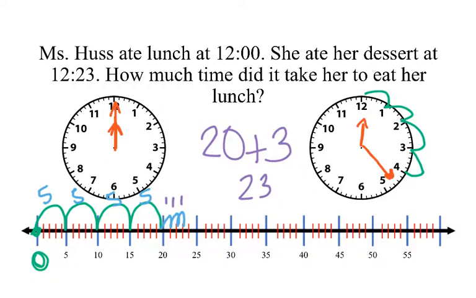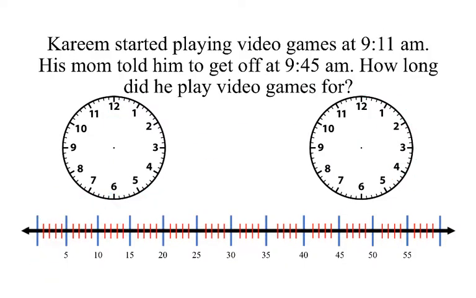Okay, let's try another one. Kareem started playing video games at 9:11. So on our first clock, we want to show 9:11 a.m. Look at that. So did he play in the morning or at night? If you say morning, you are correct. And then 11, 5, 10, 15.